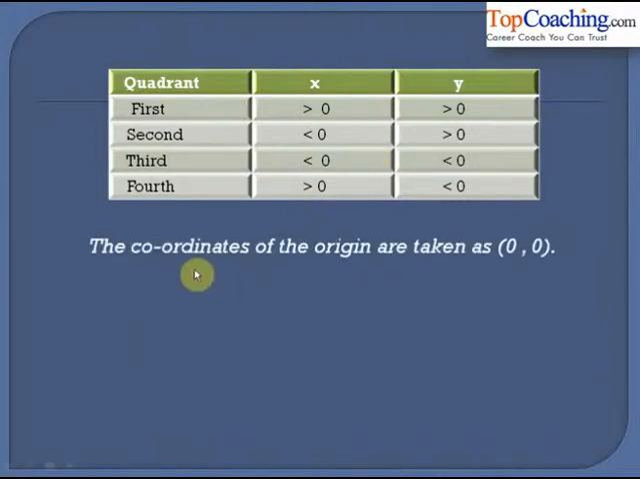The coordinates of the origin are taken as (0, 0). So if I ask you what are the coordinates of the origin, then your answer should be (0, 0). The x-coordinate is equal to 0 and the y-coordinate is also equal to 0.